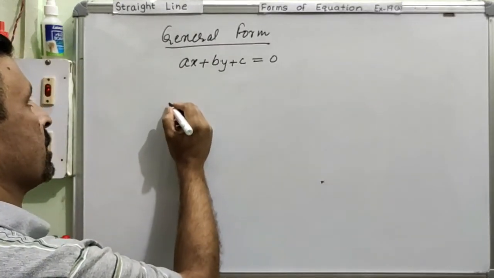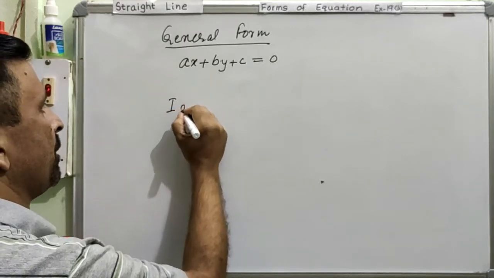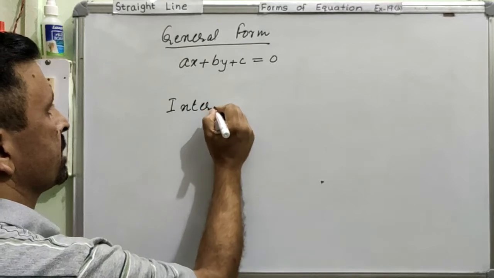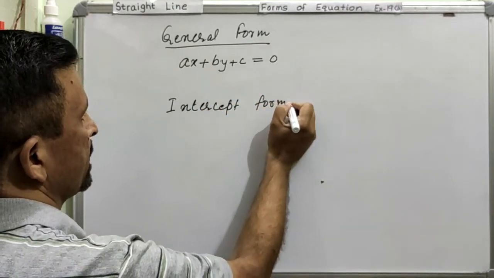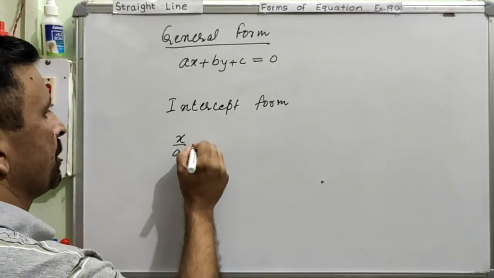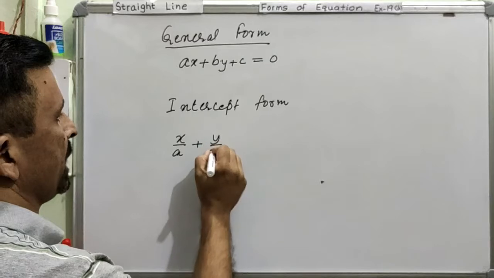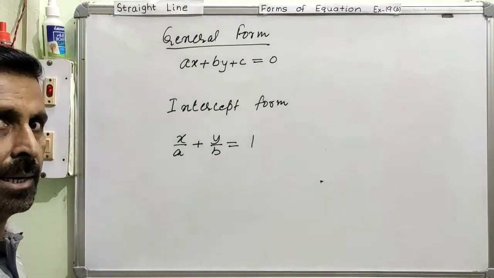The next form of linear equation is called the intercept form. In the intercept form, we write this as x over a plus y over b is equal to 1. This is called the intercept form.